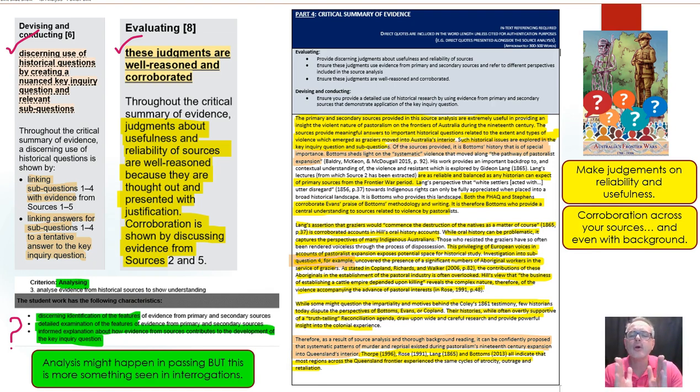Think also about who a source might be useful for, why it might be useful, what purpose this source serves. So when we're talking about usefulness, is that usefulness tied to a time or a place? Is it tied to a particular user, a particular reason for why it is useful? See if that can be worked into it. What's its purpose? In this case, for example, I've got that the history is of special importance because it sheds light, it's useful in trying to make sense of the systematic violence that moved along the pathway of pastoral expansion. And that's corroborating with another source.